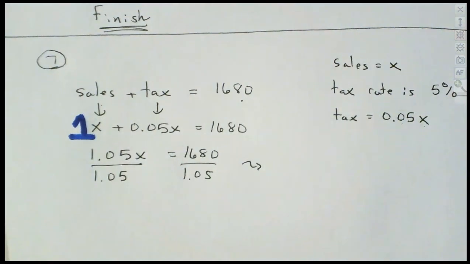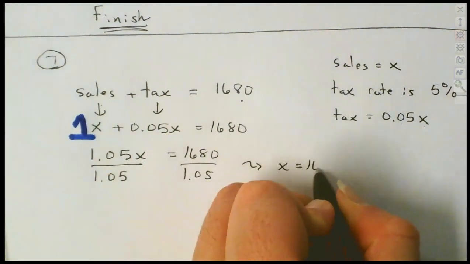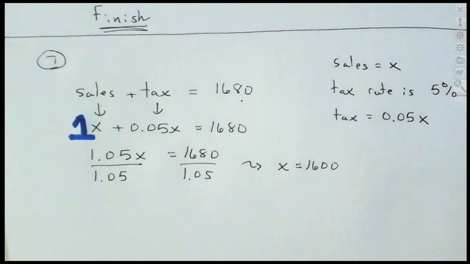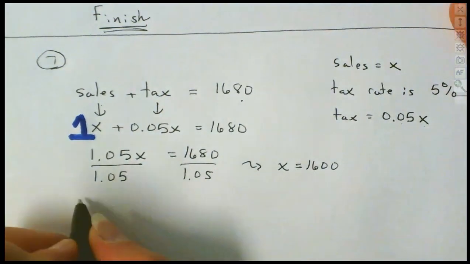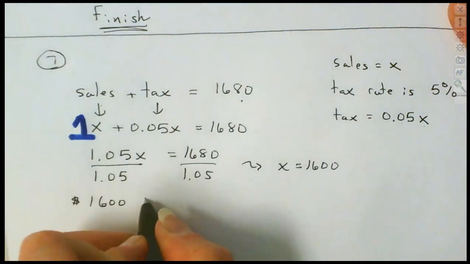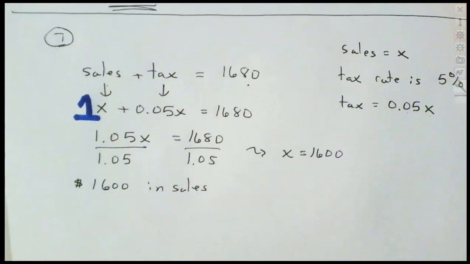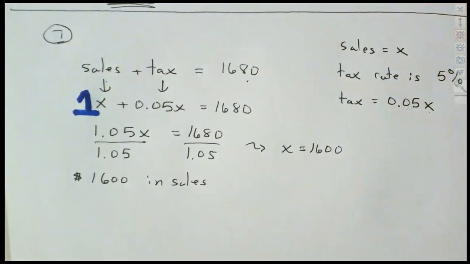okay, so we got 1680. We're going to divide that by 1.05, and that gives me x to be now 1,600. So that 1,600 represents the sales. So we took in $1,600 in sales. But that's not what I want. I want to find how much I've got to pay the government in taxes.